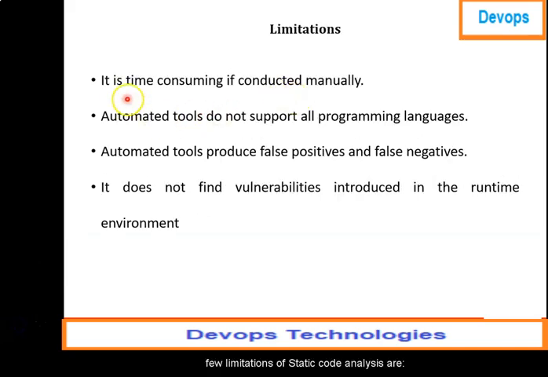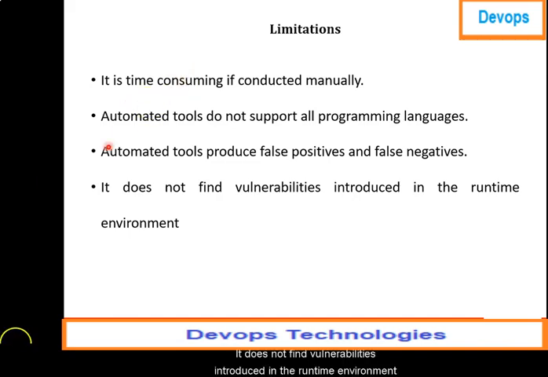A few limitations of static code analysis are that it is time consuming if conducted manually. Automated tools do not support all programming languages. Automated tools produce false positives and false negatives. It does not find vulnerabilities introduced in the runtime environment.